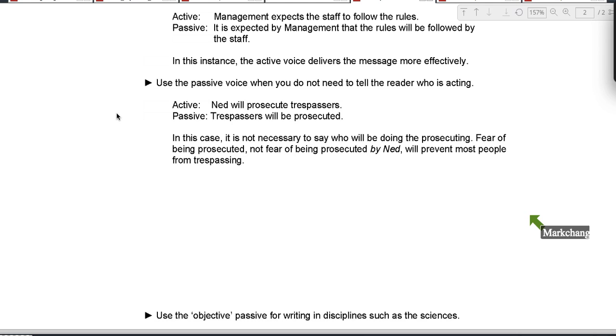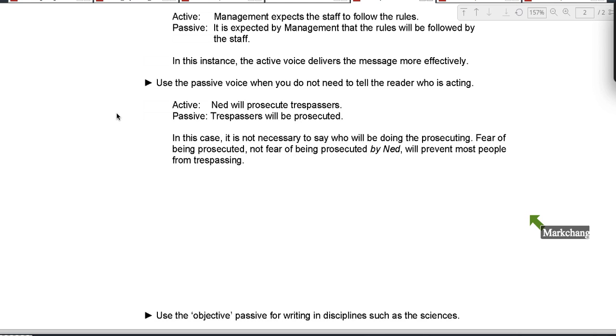And in passive voice, it seems that people are requesting. So, it's not a strong sentence. Use the passive voice when you do not need to tell the reader who is acting. In this case, we use passive voice when we do not need to tell the person who is reading who is acting.